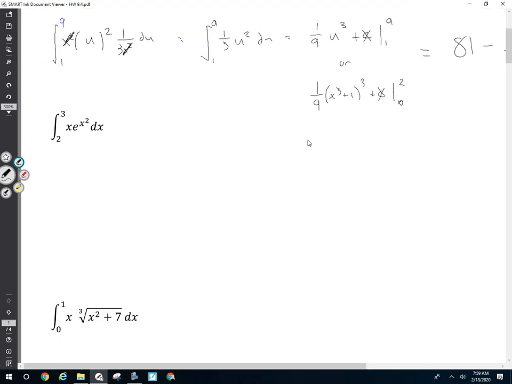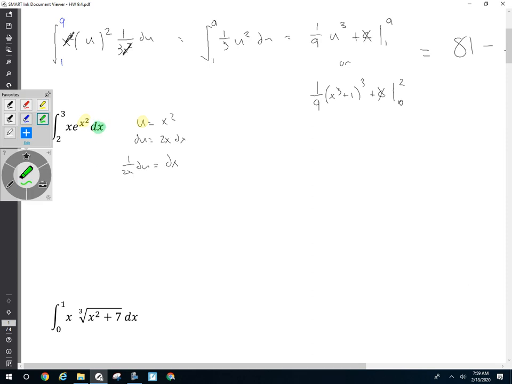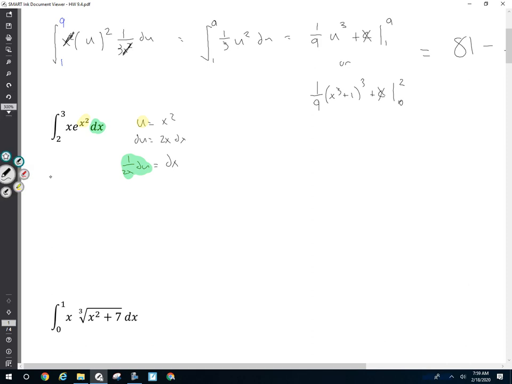Okay, next one, same deal. u is x squared. du is 2x dx. Remember, u is typically the inside of the composition. The composition is e to the power. The inside of the composition is the power. Sub in u, sub for dx. This turns into x e to the u, 1 over 2x du.